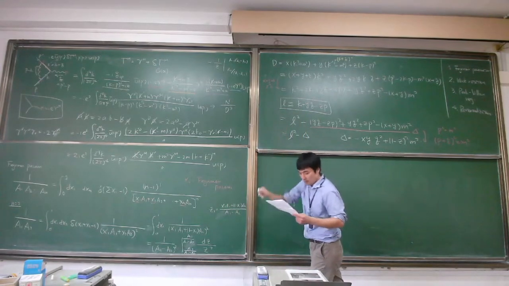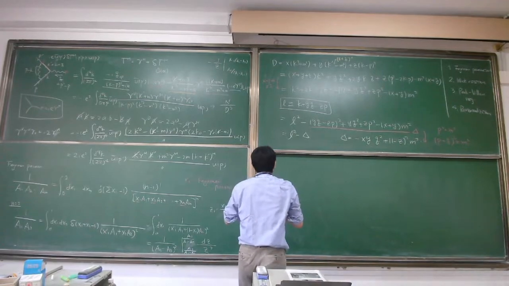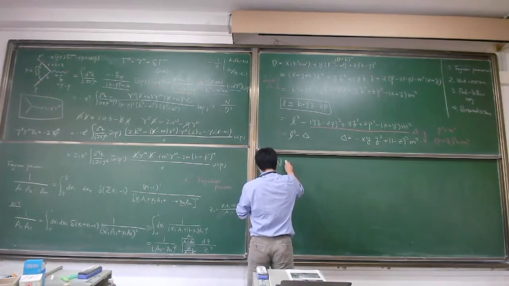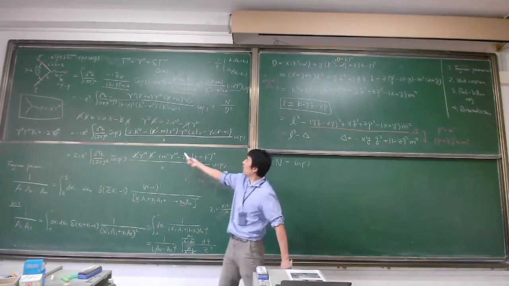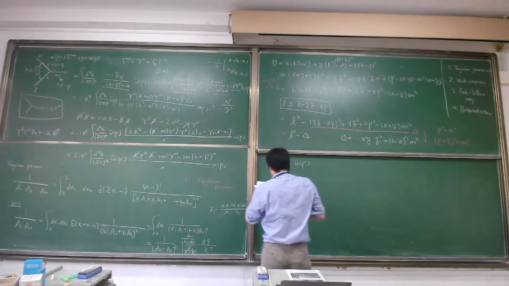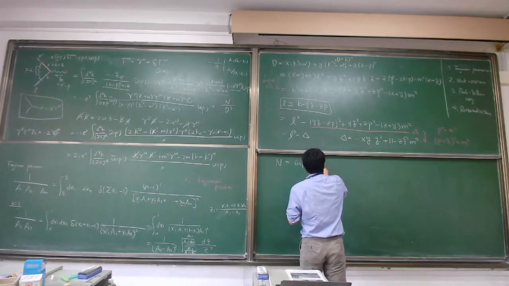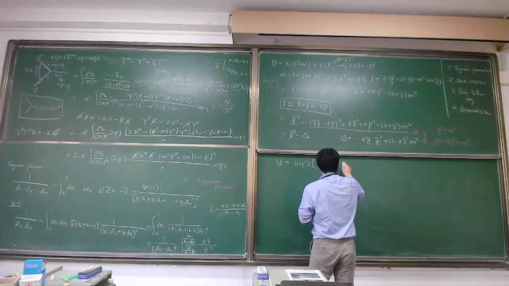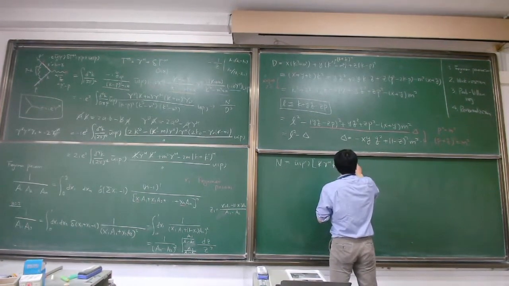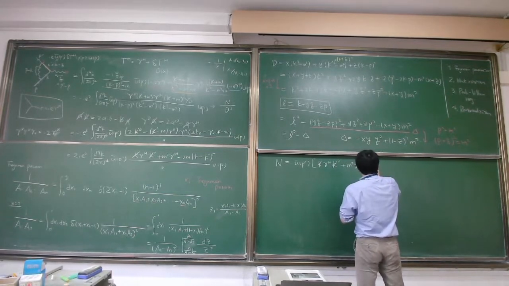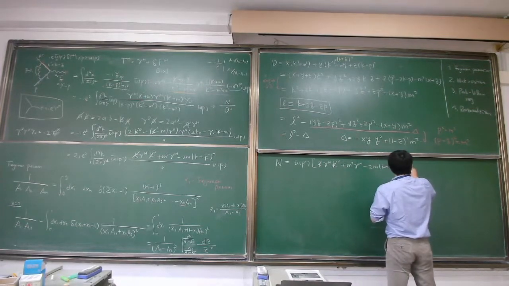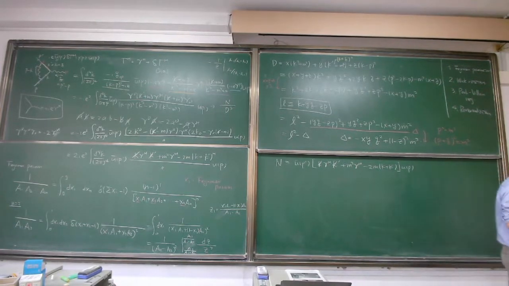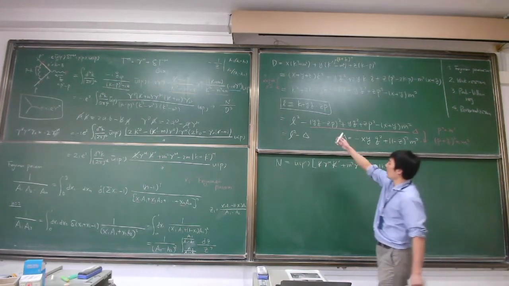So the numerator is equal to u bar p prime, and so here I've already reached this part. It's k slash gamma mu k slash prime plus m squared gamma mu, 2m k plus k prime. Okay. And now we would like to write down everything in terms of L.